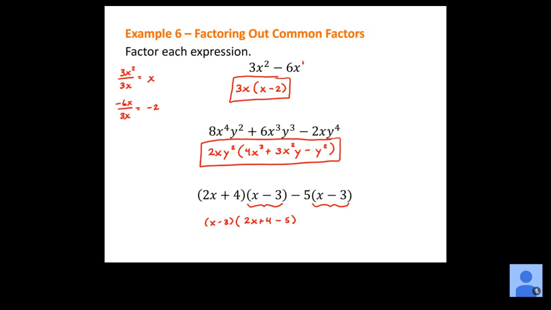Now for this one, we can actually combine some like terms. We have a positive 4 and a negative 5. So this actually gives us x minus 3 times 2x minus 1. Okay. That is completely factored. There are no other common factors, no other like terms we can combine. And so this is our answer right here now.